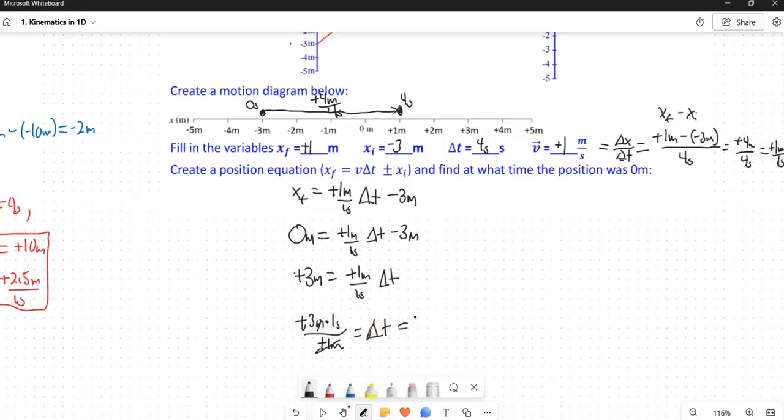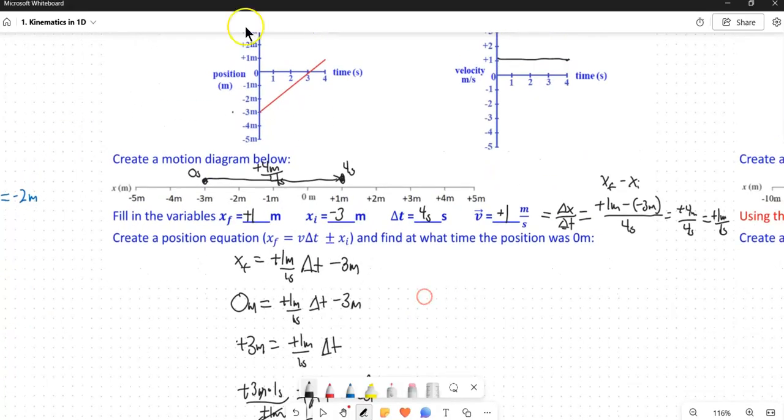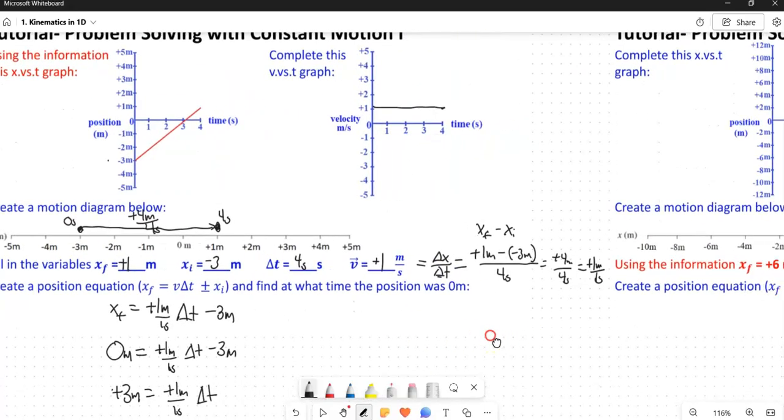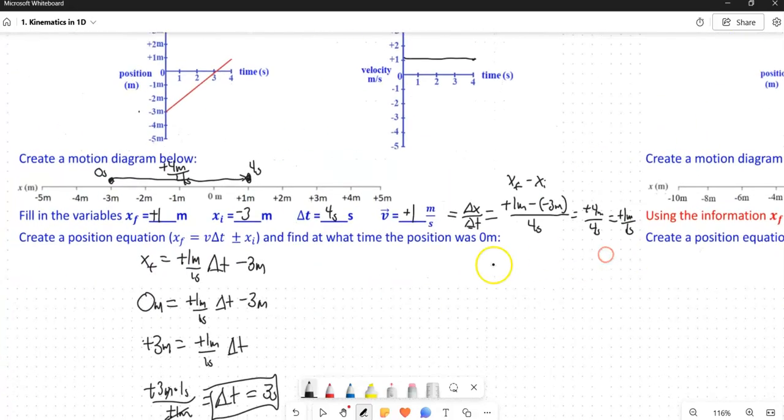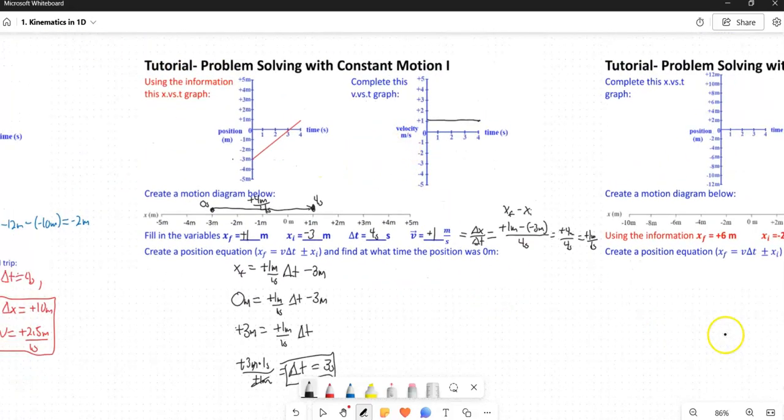So I should have just trusted myself. And so it does cross at the 3 second mark. That drawing is not exactly accurate, but I did my best. All right. So that is what to do when you have a position versus time graph.